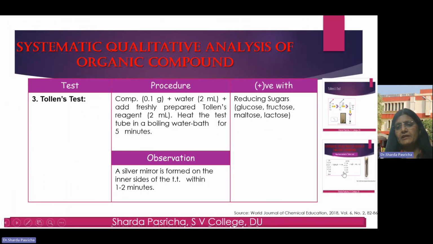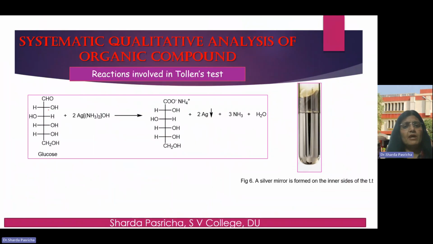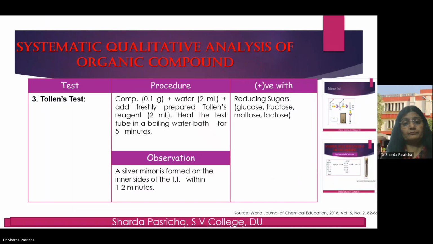Let us see the chemistry of the test now. If you have glucose, on reaction with a Tollens reagent, that is ammoniacal silver nitrate solution, glucose will be oxidized to the corresponding gluconic acid salt, and the silver ions will be reduced to metallic silver, which is giving you that silver mirror. So that will be the chemistry of the Tollens test.